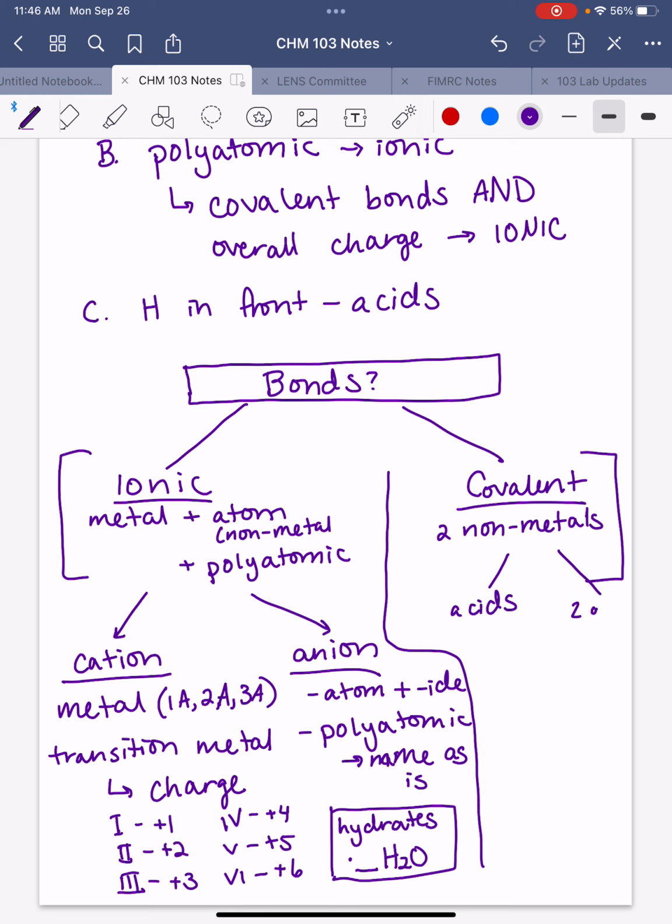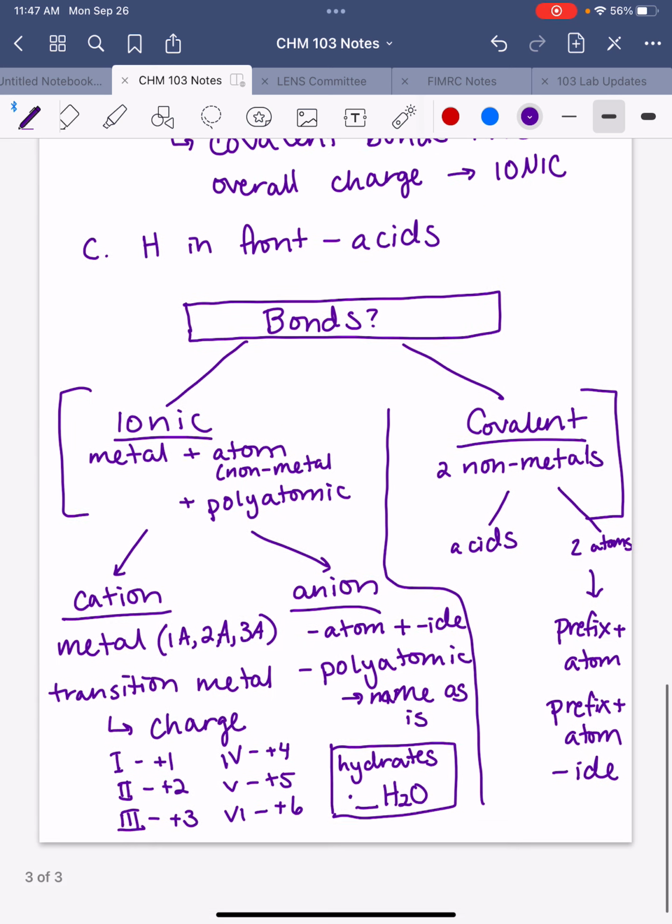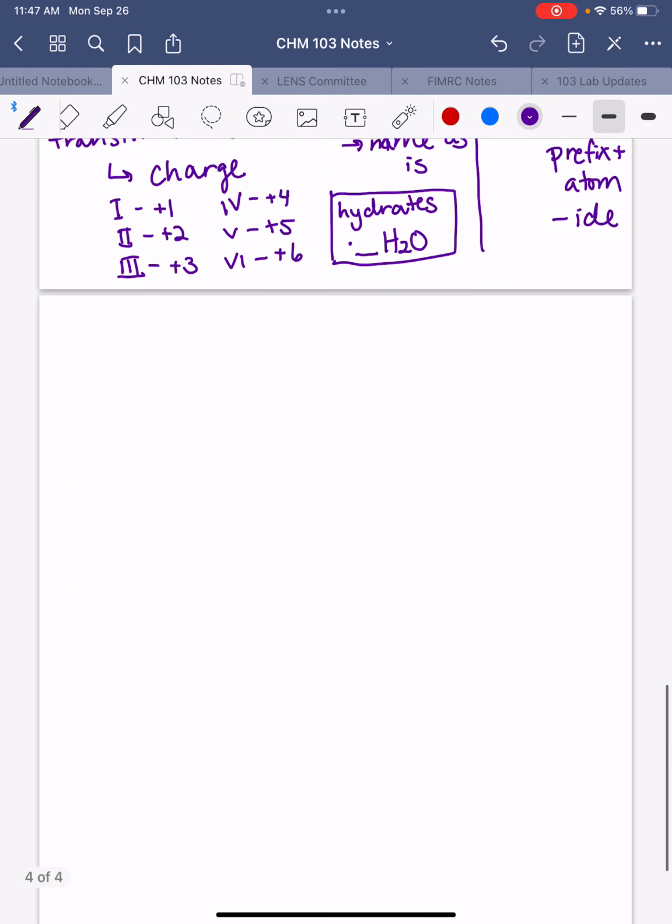Just two atoms, okay? If we have two atoms, then we do prefix plus our atom, and then we do a prefix with our atom again, but this time we need the "ide" ending. And we ran out of space a little bit, so let's name acids down below.